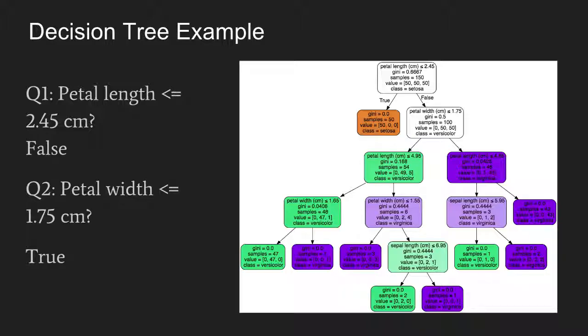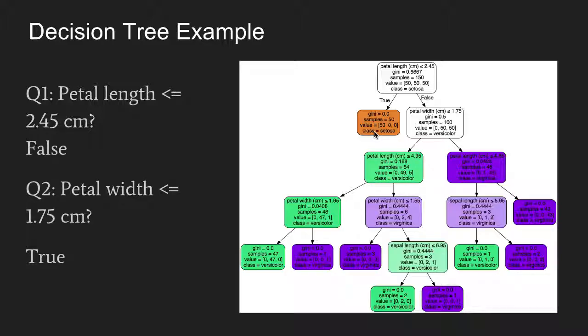Recall that there are 3 different classes of flowers: Setosa, Versicolor, and Virginica. We are now going to play a game of 20 questions of sorts with these flowers. We start here at the root, and here we have all of our possible flowers. We have 150 of them.